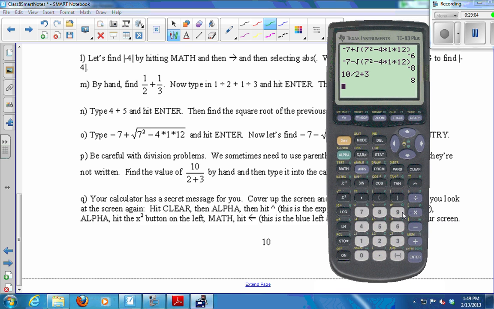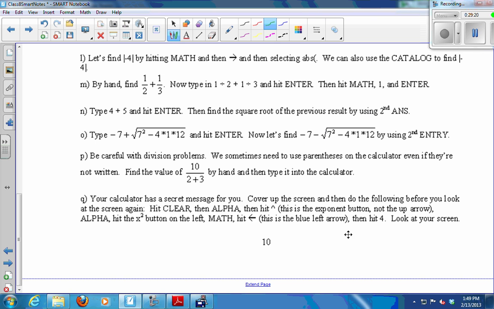Yeah, the order of operations says to do this division first. 10 divided by 2 is 5, then add 3 and you get 8. So you have to tell the calculator, no, I mean do the 2 plus 3 first by putting it in parentheses. Okay, we're going to skip this.